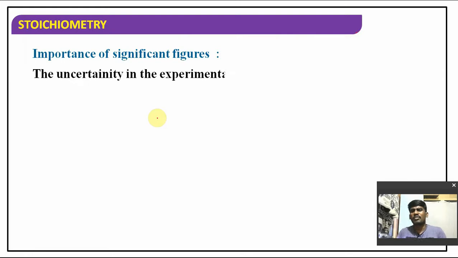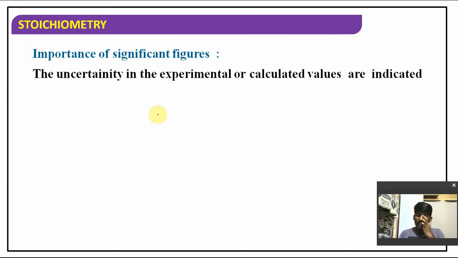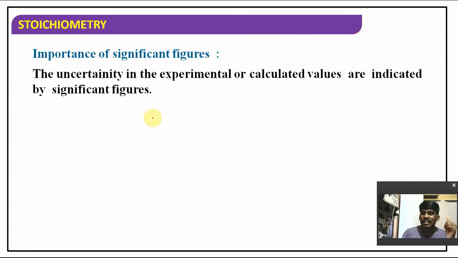Now, the importance of significant figures. Whenever any experimental data is associated with uncertainty, that uncertainty will be indicated with figures. Those figures are known as significant figures. While we are doing experiments, we get experimental data. Generally, that data is always associated with some sort of uncertainty, and the uncertainty in the experimental or calculated value is always indicated with significant figures. These are the meaningful digits, known with some certainty.